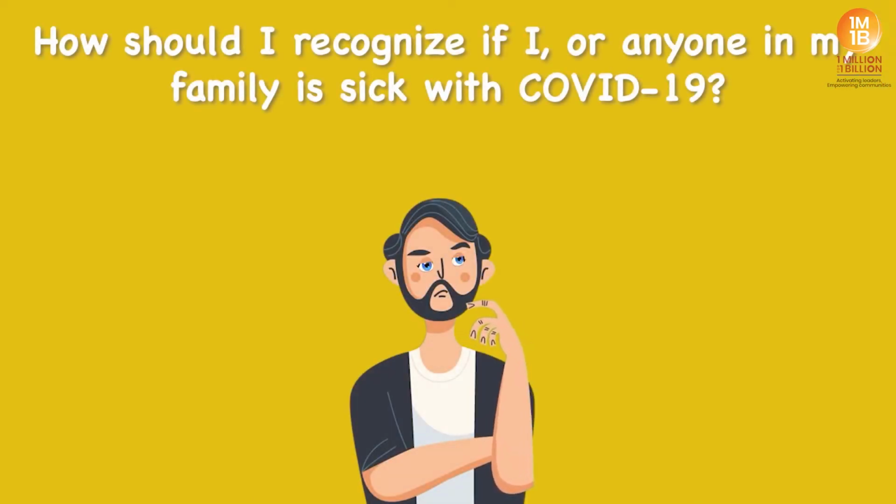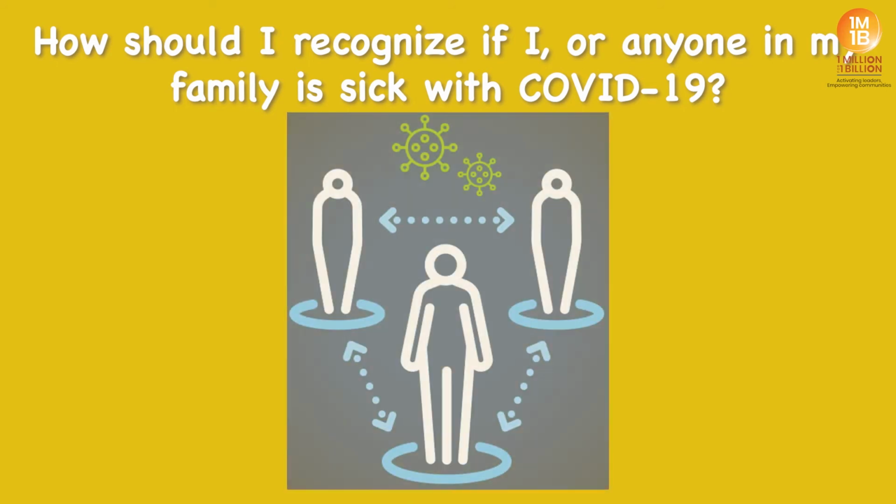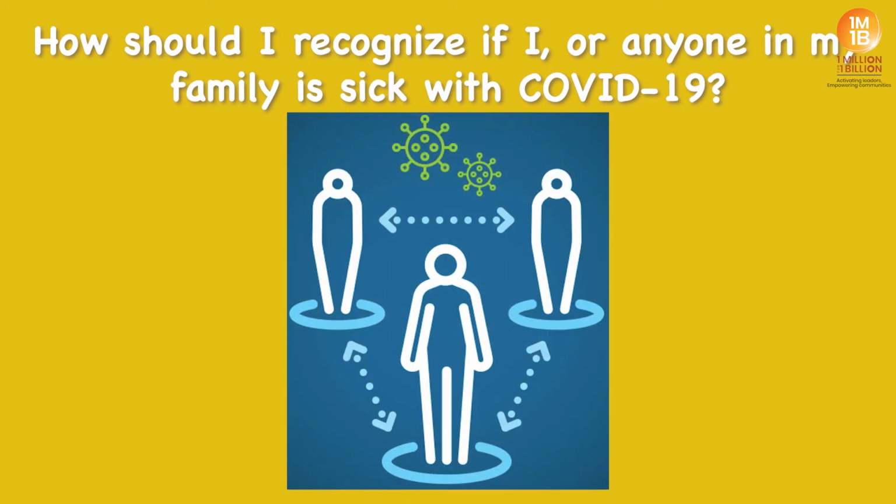How should you recognize if you or anyone in your family is sick with COVID-19 and what should you do? First of all, do not panic. If you have had close physical contact with the COVID-19 patient or had visited a public place, self-isolate yourself for 14 days. Keep a check on severity of symptoms. If they increase, call a doctor. If symptoms develop further, testing may be required.